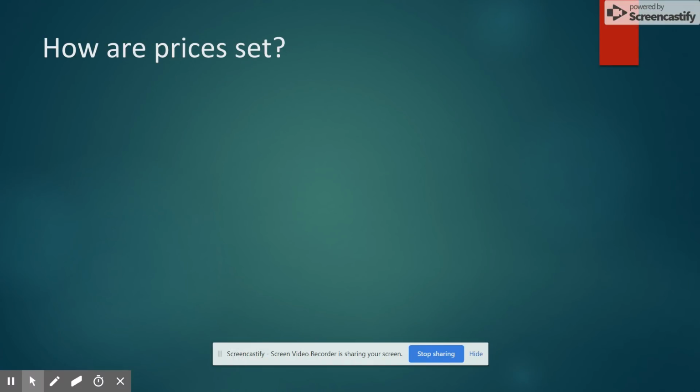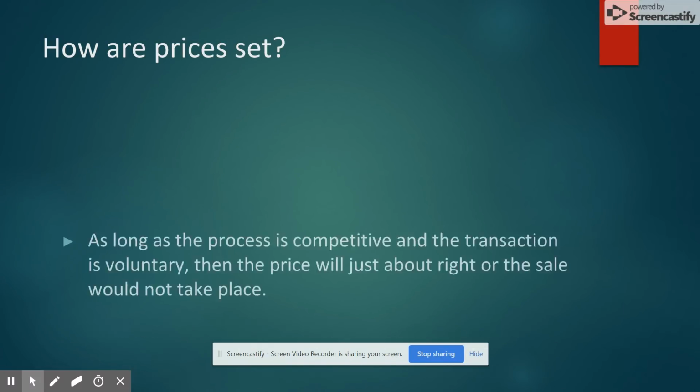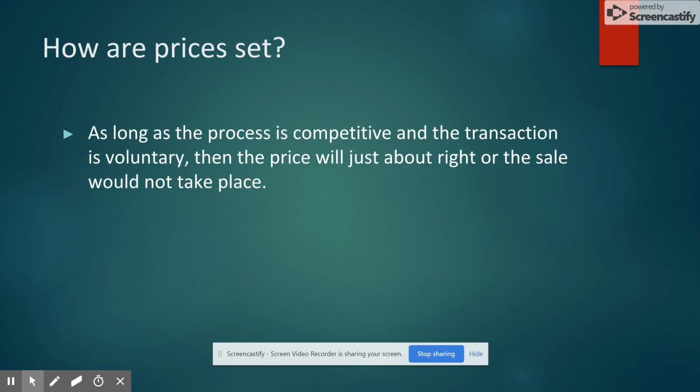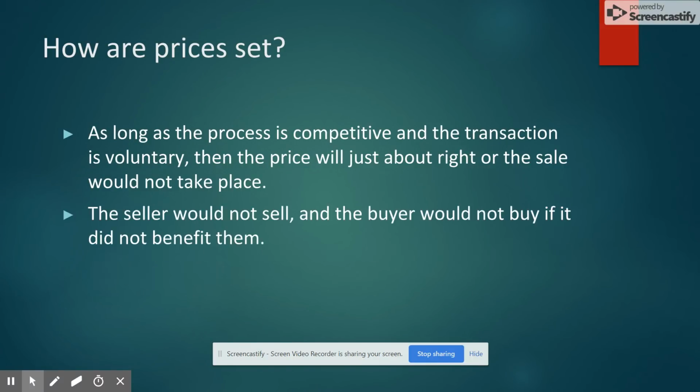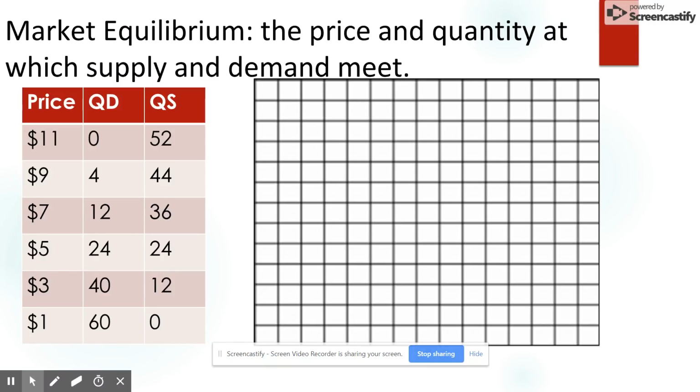So how are prices set? When you go into the store and you look at the shampoo and it says $5, why is it $5? Well, here's the key. As long as the process is competitive and the transaction is voluntary, the price will be just about right. We've talked about this before. The price will be right. The seller wouldn't sell it, and the buyer wouldn't buy it, if it does not benefit them. We're going to assume self-interest, that they're acting in their own self-interest.